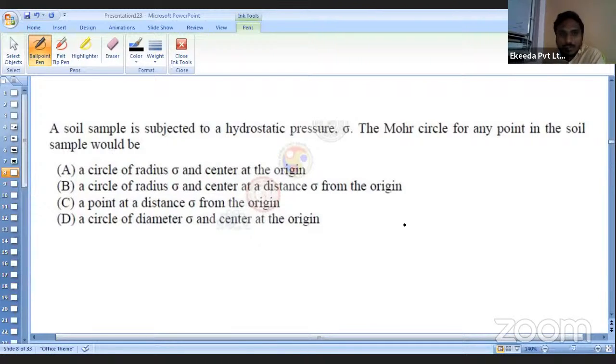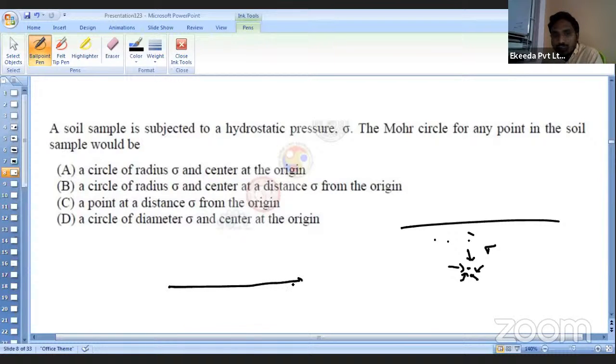Suppose there is a soil sample. What is meant by hydrostatic pressure? In all directions the pressure it is subjected to is the same. You can consider that a hydrostatic pressure is compressive in nature, so that's why I have represented these stresses towards the point. So what do they ask us to find? The Mohr circle. If you want to draw the Mohr circle, what should we know?